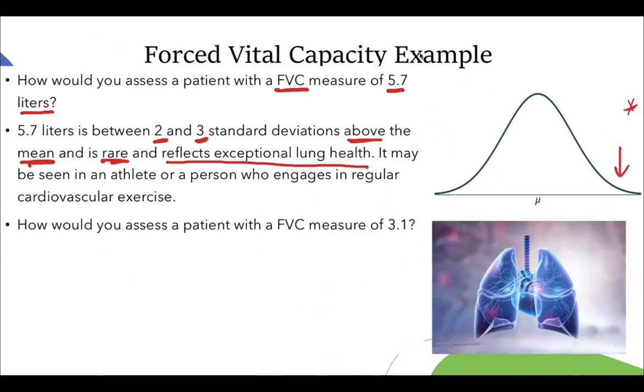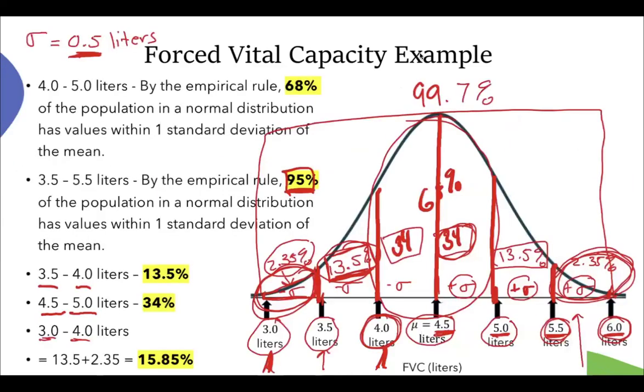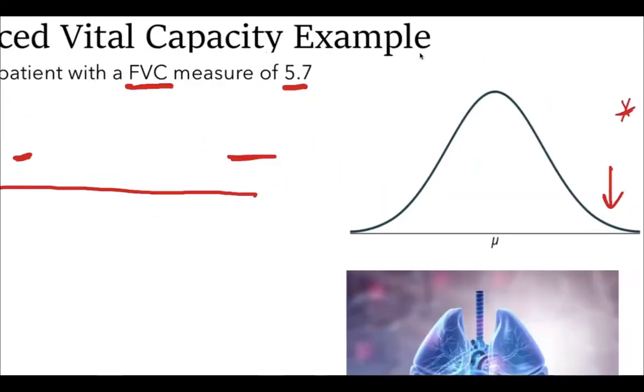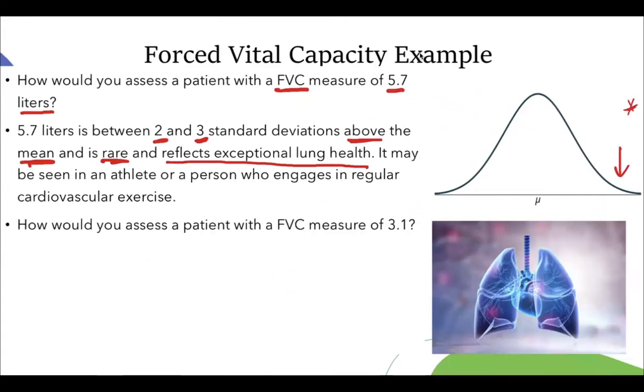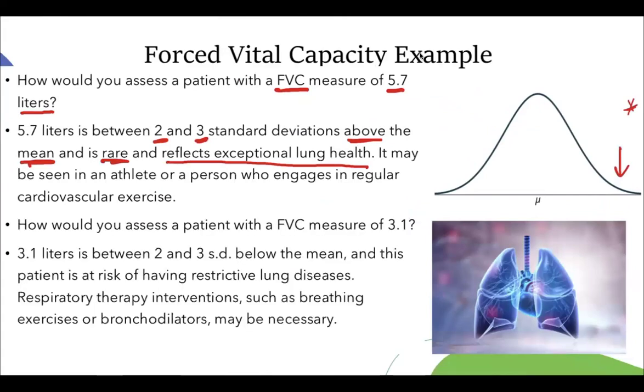And let's look at an FVC measure of 3.1. Going back to our picture, where is 3.1? Here's 3, and here's 3.5, so 3.1 is somewhere within this range. We see this being on the far left side of the curve. 3.1 liters is between 2 and 3 standard deviations, but on the left side, below the mean. So we're looking at this area down here.